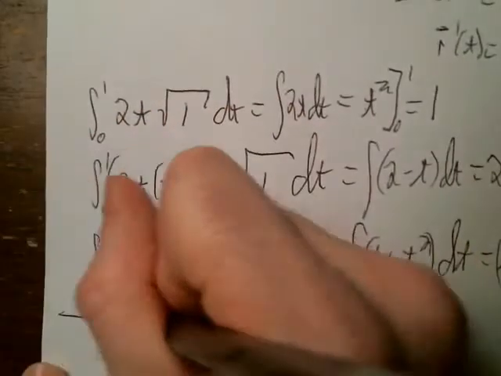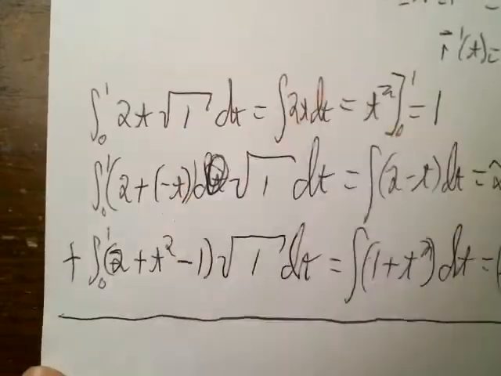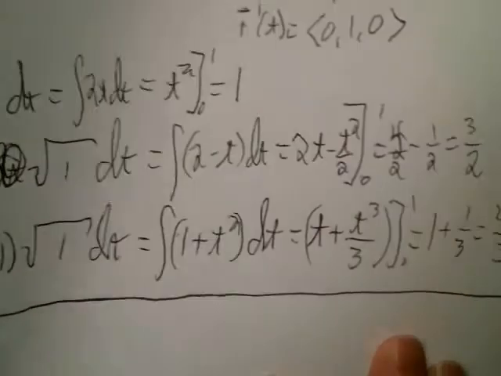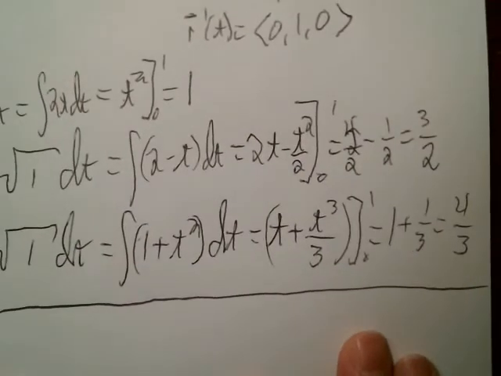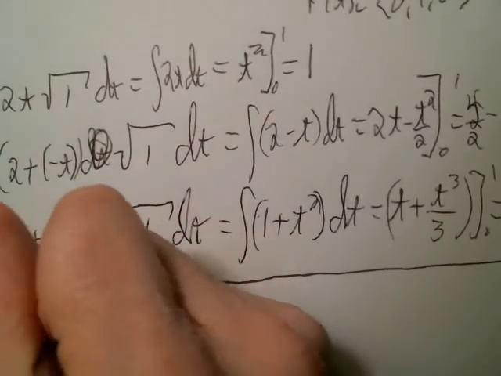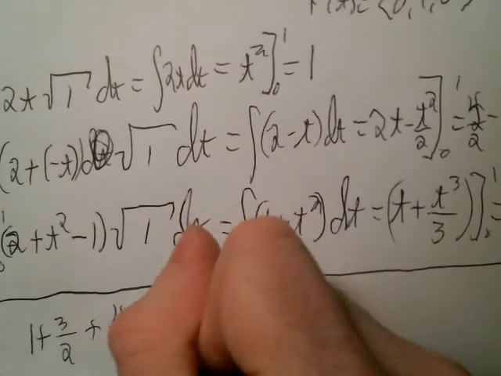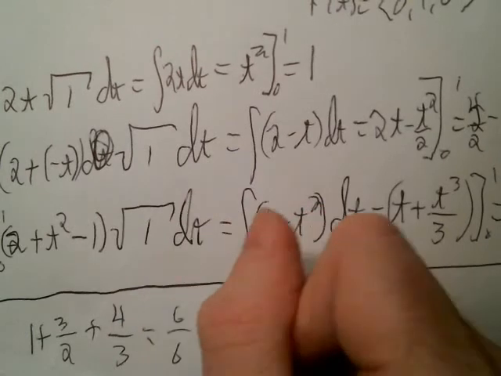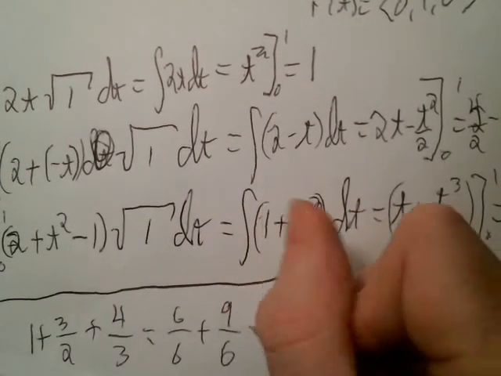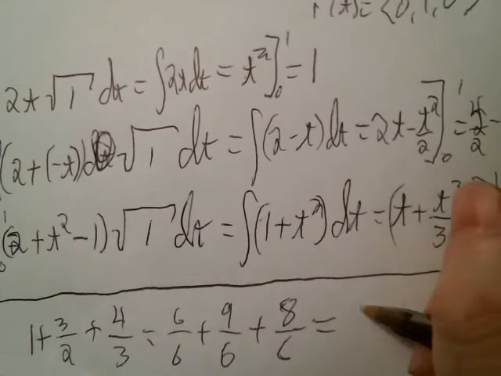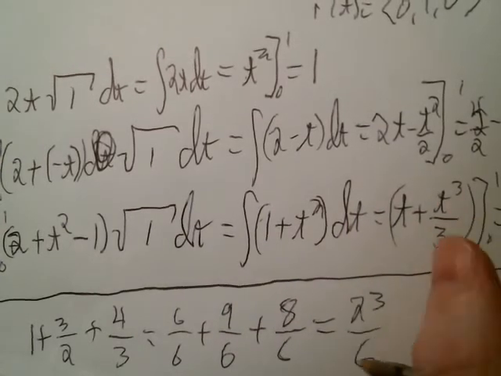And then finally, for the end, all you're doing is adding up all those pieces. Okay? So we'll have 1 plus 3 halves plus 4/3, which equals 6/6 plus 9/6 plus 8/6, which is equal to 17/6 plus 6/6, which is 23/6.